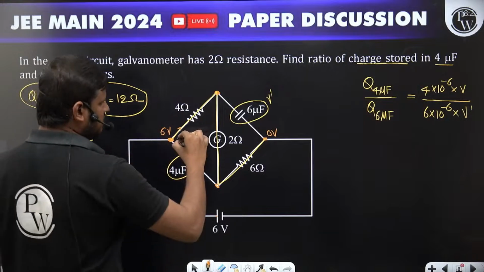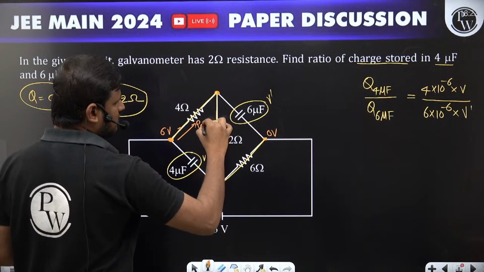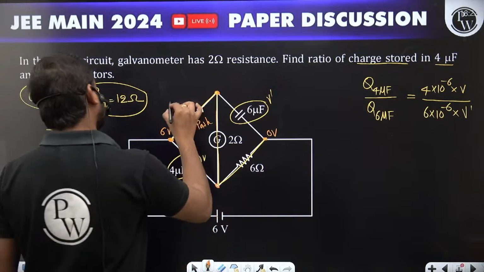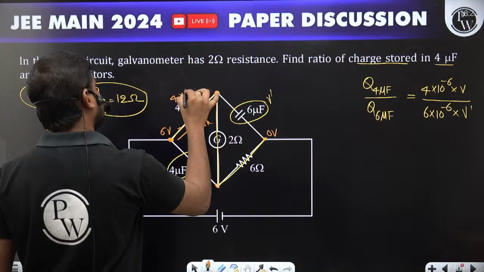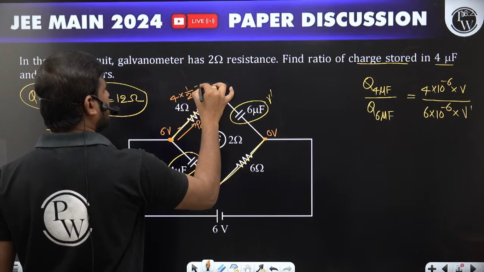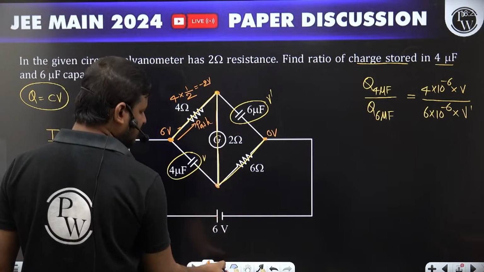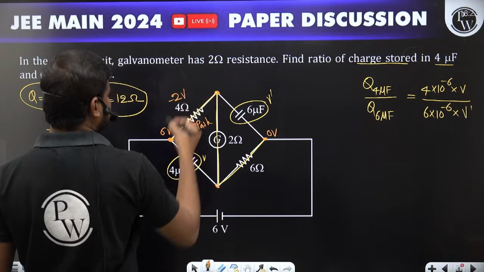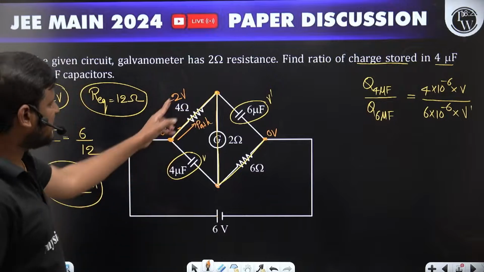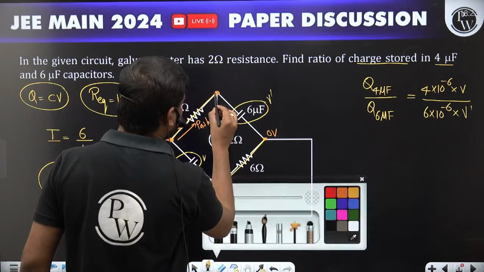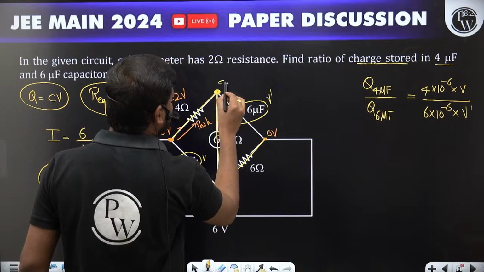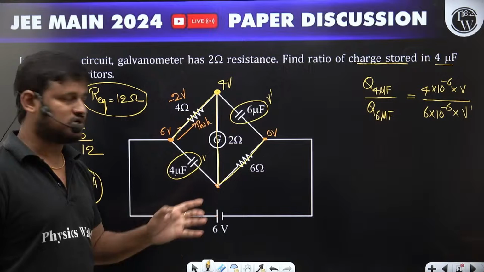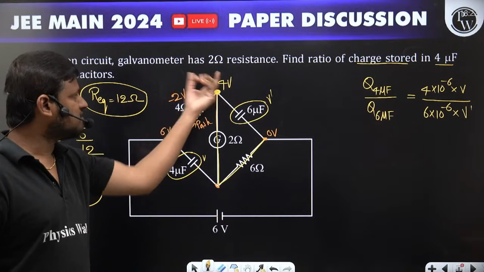Then I can write the potential drop across this one. Let's take this as the path, and the current and path direction are both the same. So here I can write 4 into 1 by 2, which is going to be a minus 2 volts drop. So 6 minus 2, here comes 4 volts. Sorry, 6 volts minus 2 volts, here comes the 4 volts.